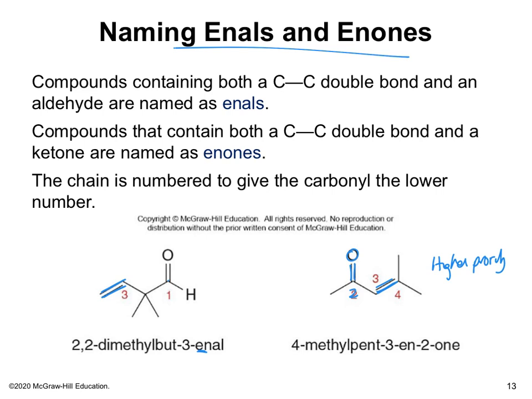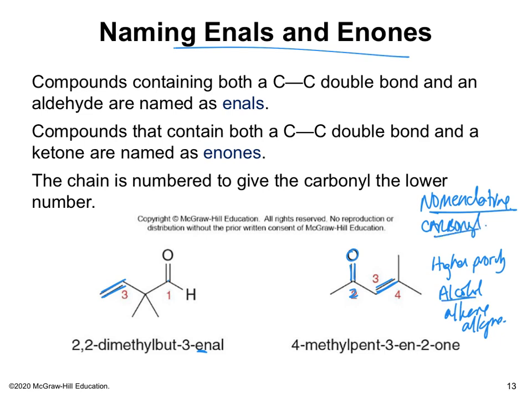And carbonyls are going to have a higher priority over alcohols. Alcohols have a higher priority over alkenes and alkynes. So you might want to look at, for nomenclature, the priority as you get more functional groups. So the carbonyls are going to be higher than alcohols, and alcohols are higher than alkenes and alkynes. Alkenes and alkynes are higher than halides.